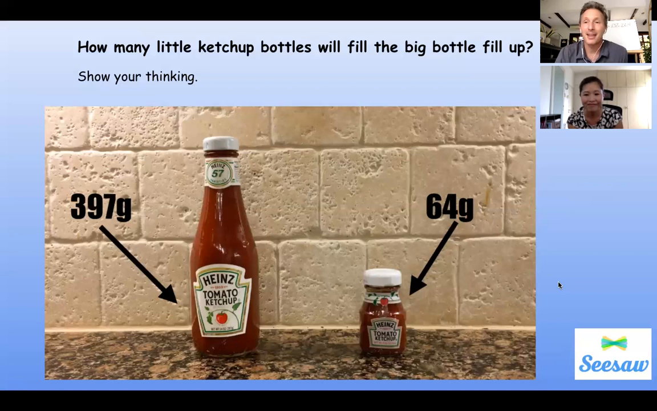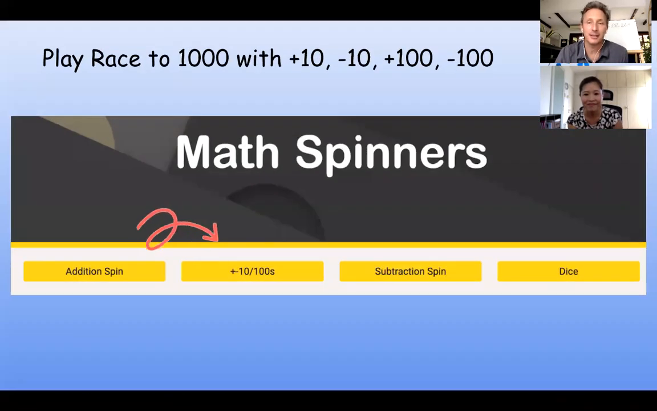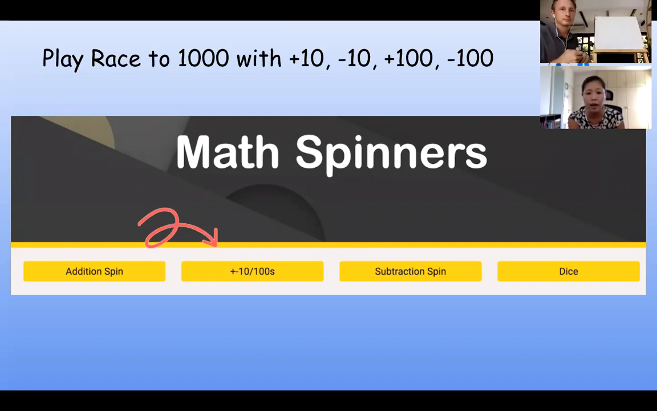Okay, and so after this activity, we have a fun game for you to play. Miss Yuka and I are going to model this fun game for you. Thanks to Mr. Alex for making this fabulous website. You will have a link for this website. Today, you see where the arrow is. We would like you to click on that +10/100. That's the spinner that you're going to use.